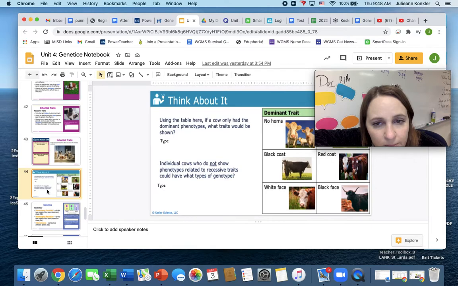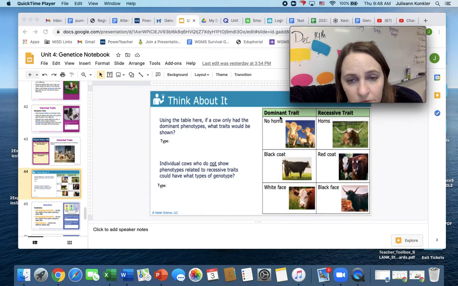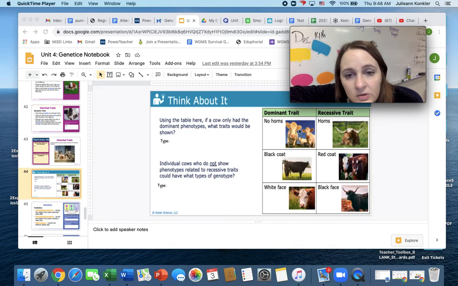Slide 44. Now we have a couple different examples here. The dominant trait for this would be no horns. The recessive trait is having horns. Black coat is dominant. Red coat is recessive. The white face is dominant. Black face is recessive. And we're looking at cows this time. So use the table here. If the cow only had the dominant phenotypes, what traits would be shown? So then we have no horns, black coat, white face.